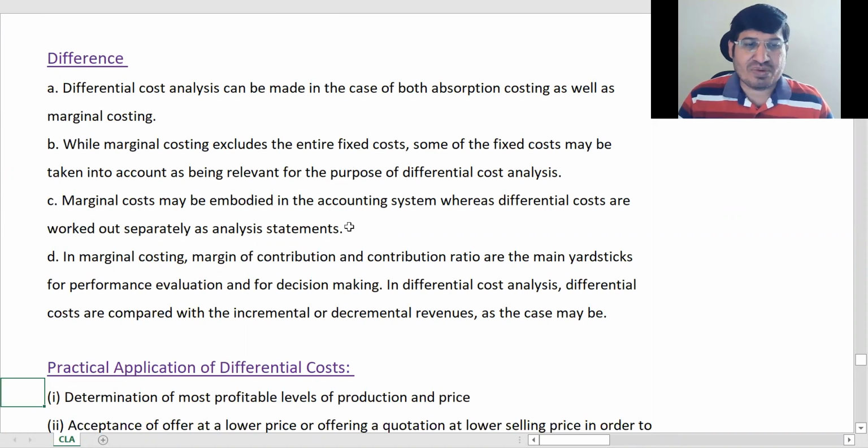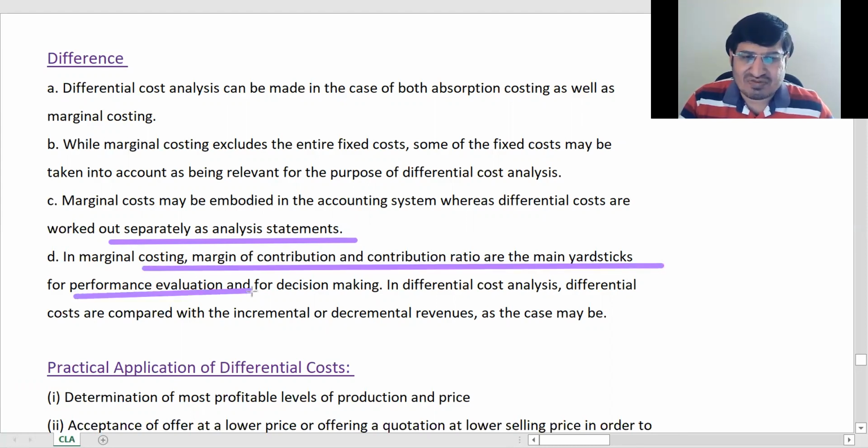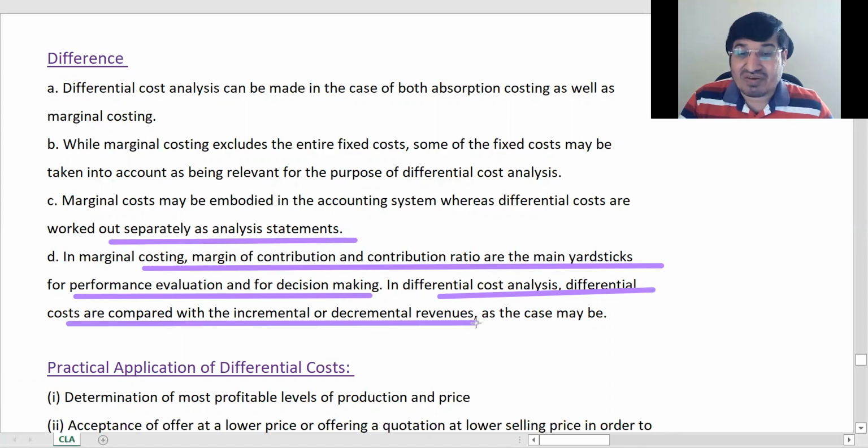And third, marginal costing can be embodied in the accounting system because we are maintaining the entire accounting system. But differential costing is worked out separately, whenever you require, for a particular condition or a particular alternative. In marginal costing, margin of contribution and contribution ratio are the main yardsticks for decision making. In differential cost analysis, differential costs are compared with the incremental or decremental revenues, as the case may be. So this is the way they operate.